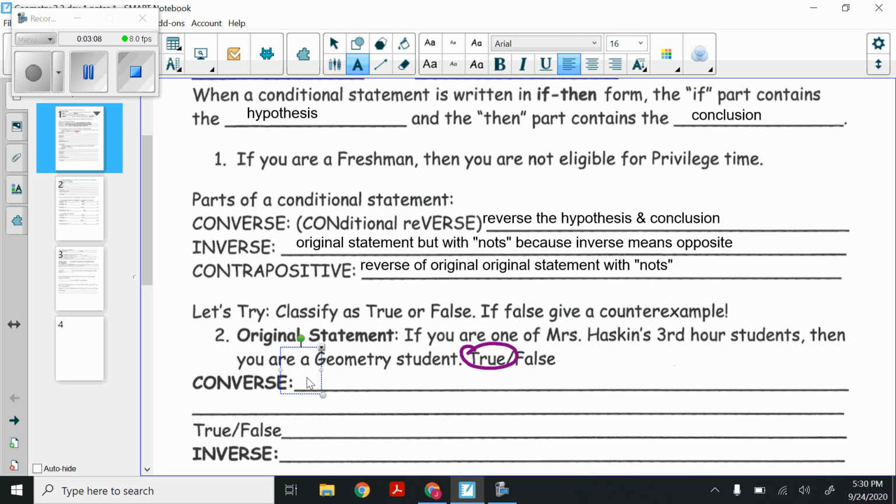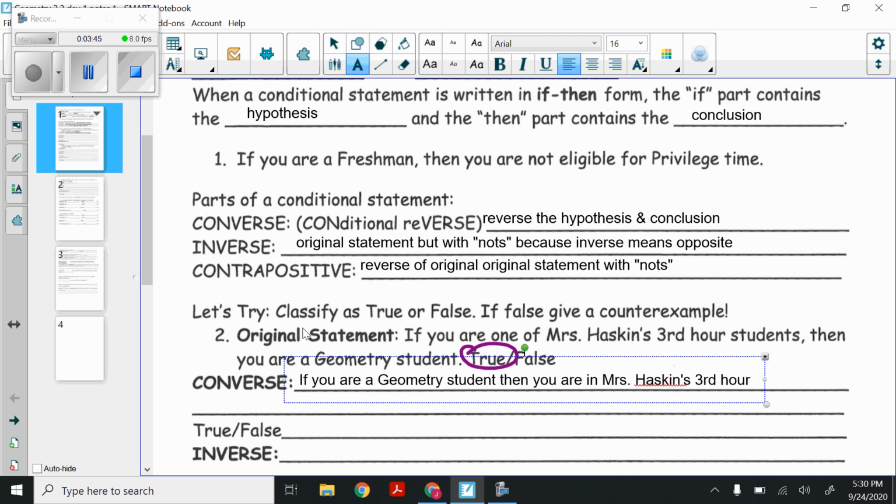The converse of that, so we want to reverse the hypothesis and the conclusion. So the converse is going to say, if you are a geometry student, then you are one of Ms. Haskins', or we could say then you are in Ms. Haskins' third hour.